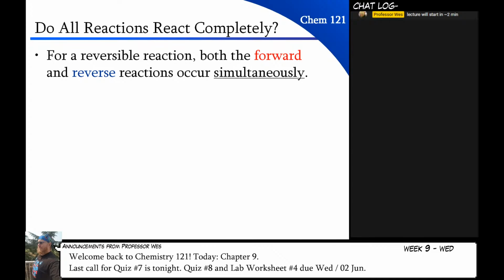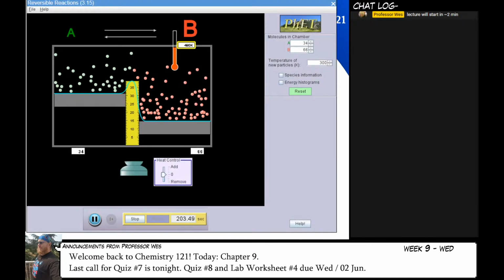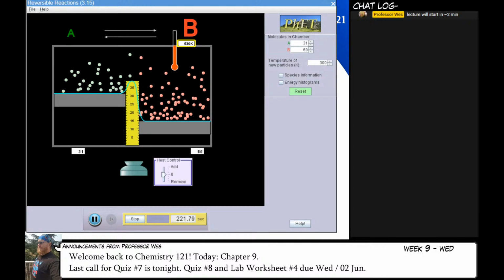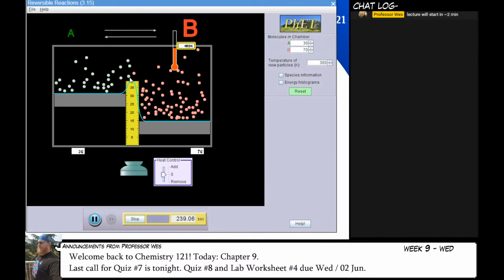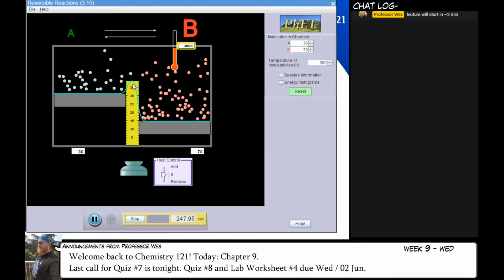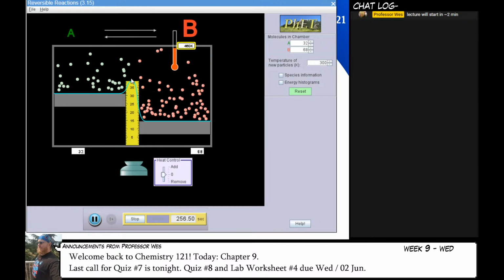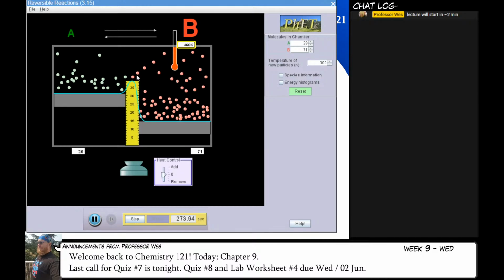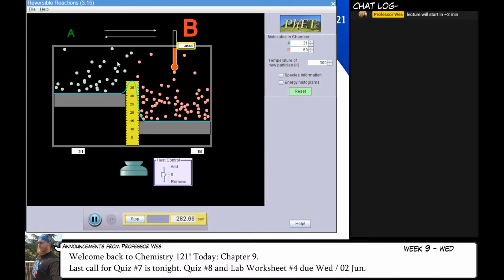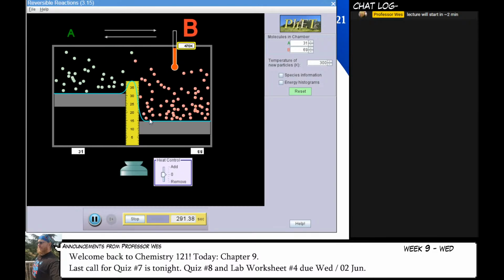Now, for a reversible reaction, both the forward and reverse reactions occur at the same time. And you can see that in action right here. Oh, it's paused because the window's minimized. But you can see that A is turning into B. Every time a green marble passes the midpoint, it turns red. But every time a red marble passes the midpoint, it turns green. So I have things that are turning back and forth.